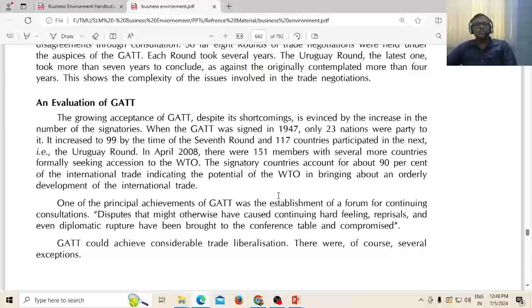One of the principal achievements of the GATT was the establishment of a forum for continuing consultations. Disputes that might otherwise have caused lasting hard feelings, reprisals, and even diplomatic ruptures were brought to the conference table and compromised. Thus, the GATT could achieve considerable trade liberalization, with, of course, several exceptions.